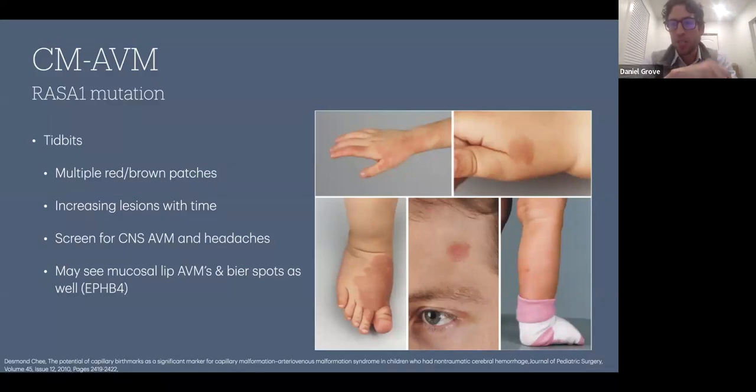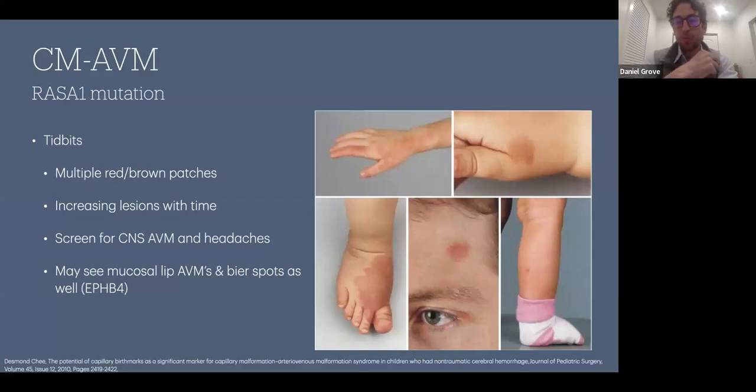So if you see this on a patient, have a high index of suspicion for CMAVM syndrome. And the reason I say I have a high index of suspicion is it's more common than you think. And these patients are at higher risk of AVMs in the brain and spinal cord and require screening. So you can make a huge difference in these patients.